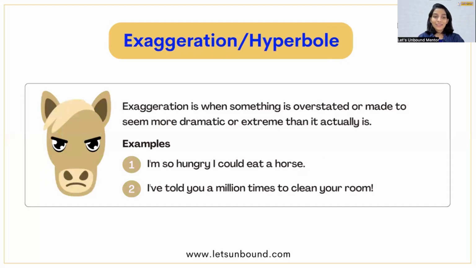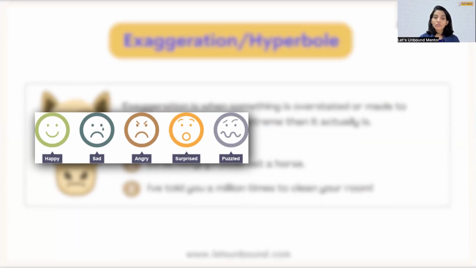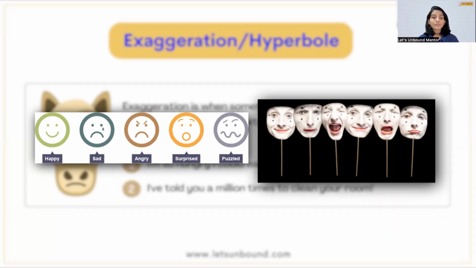Okay, next comes exaggeration, hyperbole. Now, exaggeration or hyperbole is a figure of speech that involves making exaggerated statements or claims that are not meant to be taken literally. It is used to emphasize a point, convey strong emotions, or create a dramatic effect.